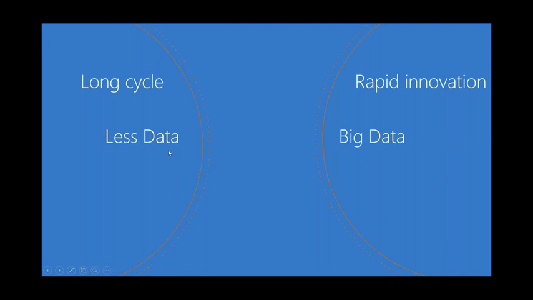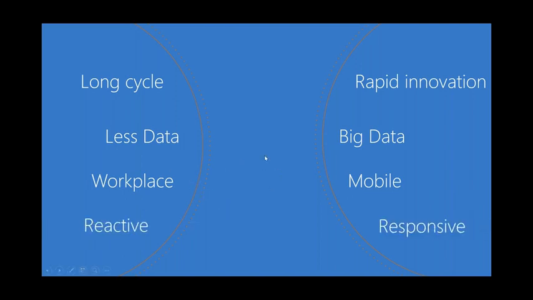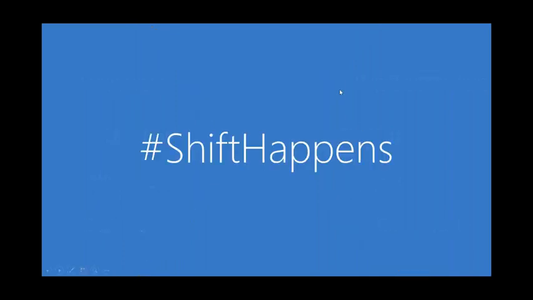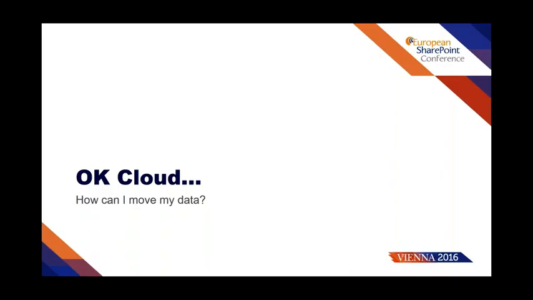In the past, we had to handle big data. The classic workplace is changing into a mobile workplace. We are connected through mobile devices, tablets. We can work from home. It's much more accepted today than the traditional workplace. And instead of reactive, we're getting responsive. So it's a change for everyone, and the shift happens. And yeah, Office 365 is the perfect tool to accomplish all of these new challenges. So that's some of the general idea.